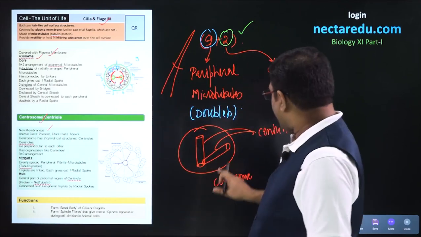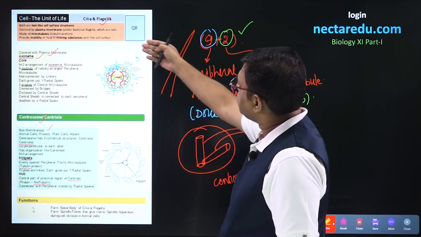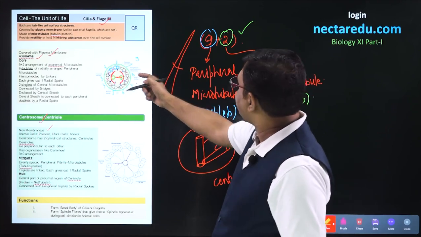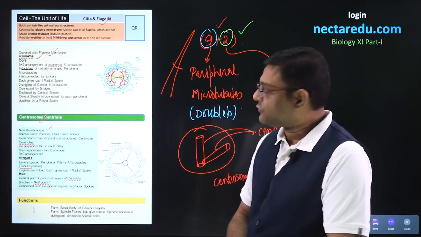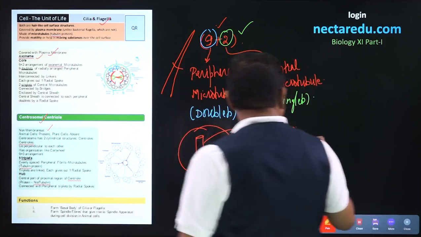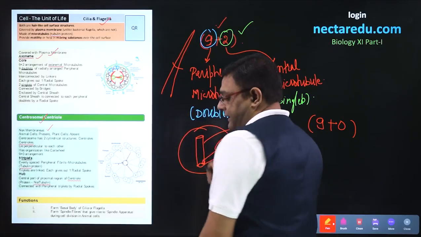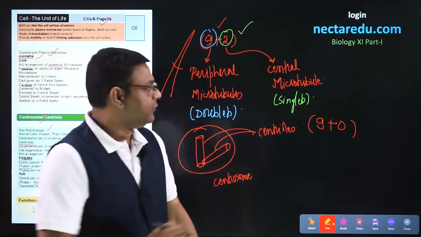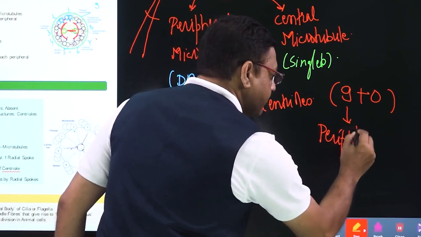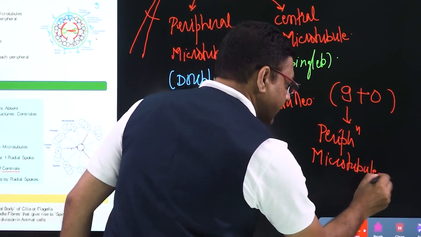Coming to the structure of this particular centriole, the structure is more or less similar to cilia and flagella, but it is not exactly similar. Here we had said that the structure was 9 plus 2. Here we say that the structure is 9 plus 0. So in the case of centrosome, the structure will be 9 plus 0. 9 will be the peripheral microtubules, the outer ones. Let us see in the diagram.